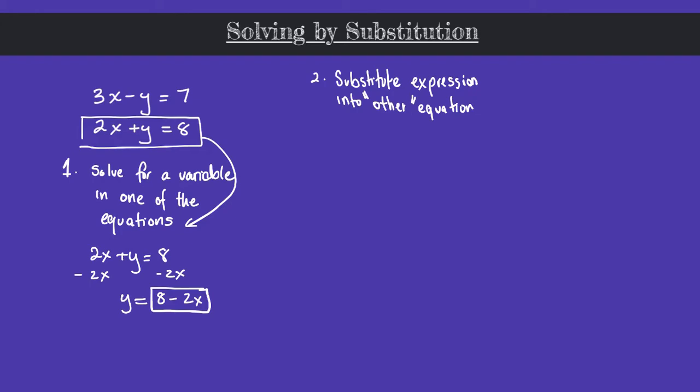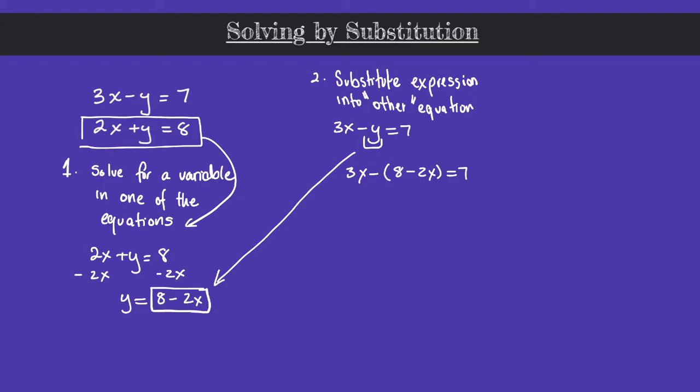So, let's keep going. 3x minus y is equal to 7 is our first equation. That's the other equation in this example. And so instead of y, you need to put in 8 minus 2x. So we have 3x minus (8 minus 2x) is equal to 7. Now let's go ahead and solve for x.